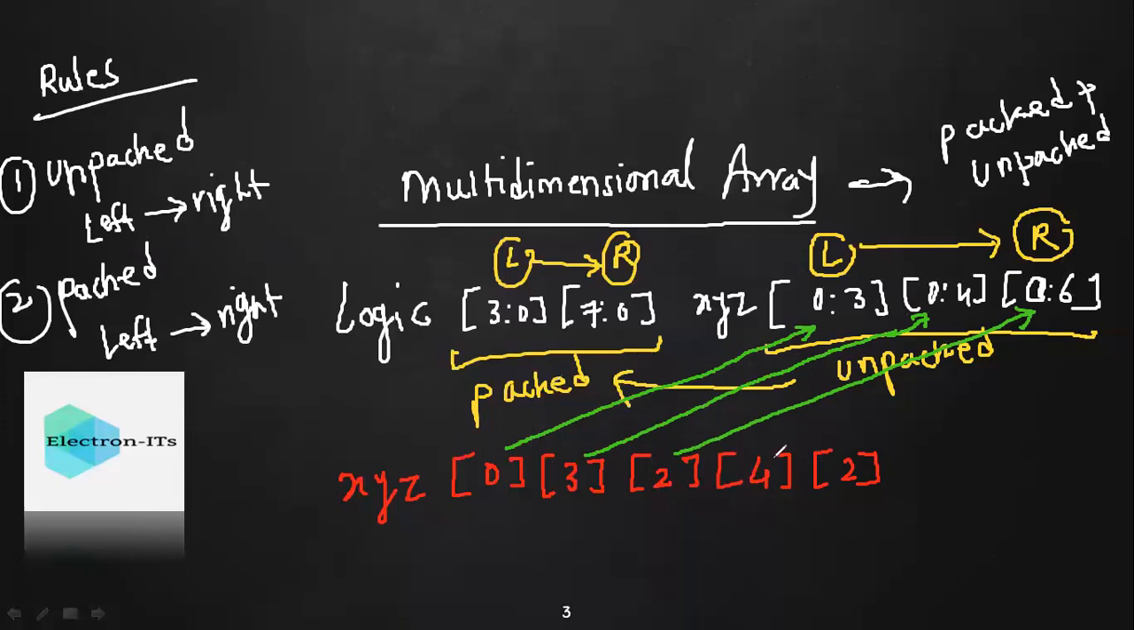Similarly, after finishing the unpacked, you have to look at the packed section. So this 4 is from this left section, and this 2 is from this right section. So this is how we represent, or find, a particular element. This thing you have to remember always. The rules are, first you deal with unpacked from left to right, then packed from left to right. We'll see the examples here.